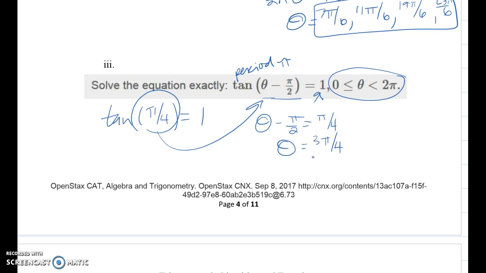Now I am within the range of 0 and 2 pi, so what I'm going to do is add the period of tangent, being pi, to the angle I already have, and that gives me 7 pi over 4, which is also in that domain. If I were to add another pi in there, that would give me larger than the 2 pi, and so I'm just going to stick with these answers here. So I've got theta being 3 pi over 4, and I've got 7 pi over 4. Moving forward.